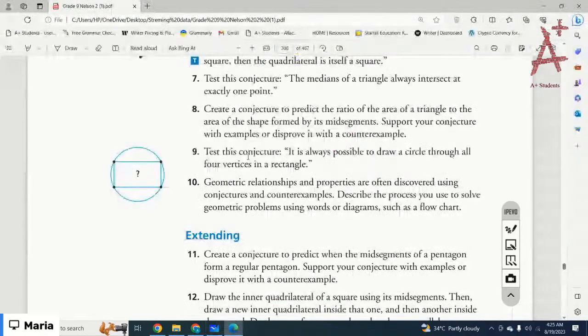Okay, the next one is create a conjecture to predict the ratio of the area of a triangle to the area of the shape formed by its mid segments. Support your conjecture by example or disprove it with a counterexample.